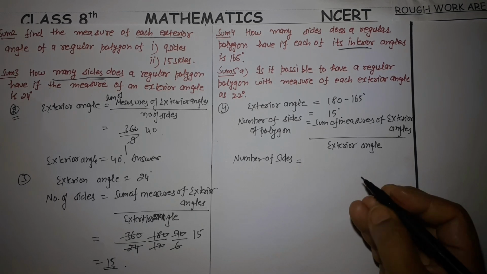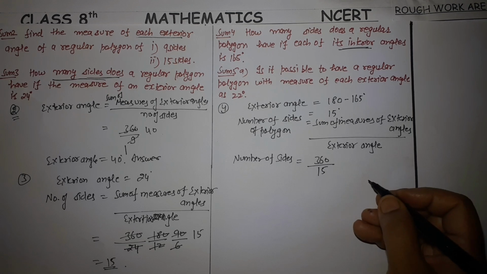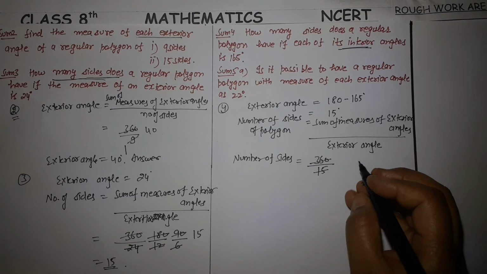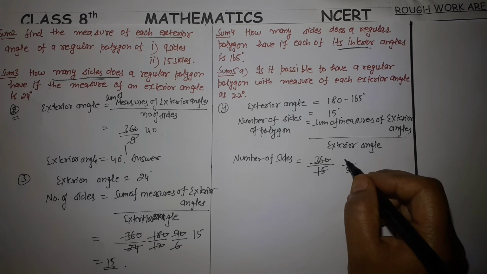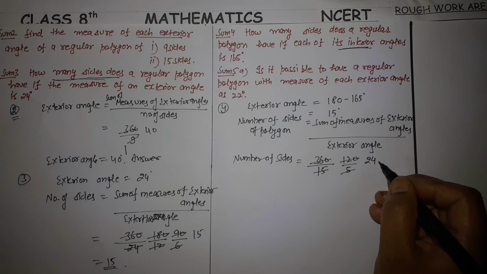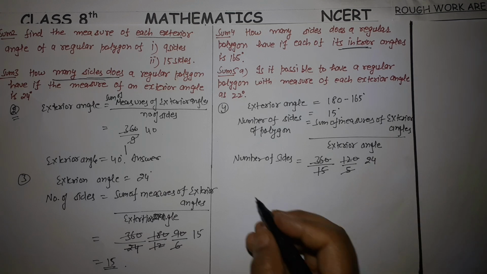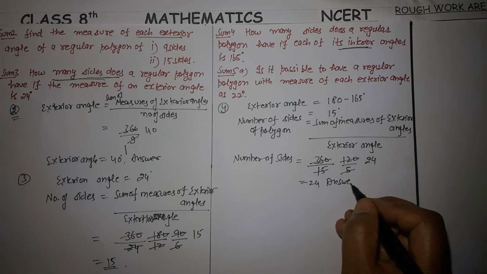Number of sides: 360 by 15, cancel by 3, 3 5 are 15, 3 1 are 3, 2 are 3 0 are 5, 2 are 5 4 are. Number of sides is 24, which is your required answer.